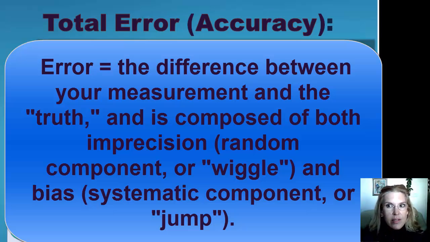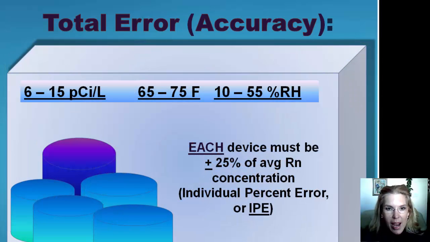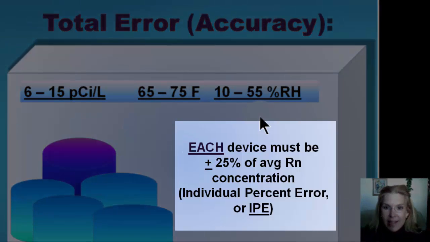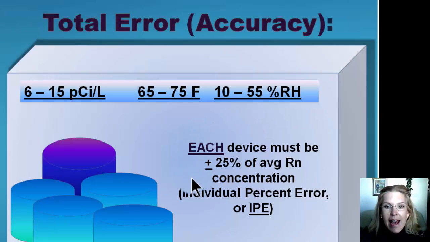Both of those components of error go into total error or accuracy, and our requirement is that a group of 5 devices be simultaneously exposed to a radon concentration of between 6 and 15 picocuries per liter, 65 to 75 degrees Fahrenheit, 10 to 55% relative humidity, and each device must be within plus or minus 25% of the average radon concentration, and that is called the individual percent error. So each one of these devices must be within plus or minus 25% of the known radon concentration in the chamber during the exposure. That's the first requirement.